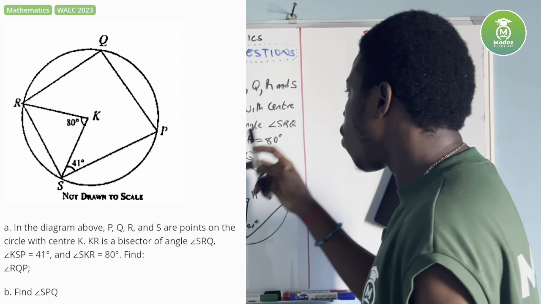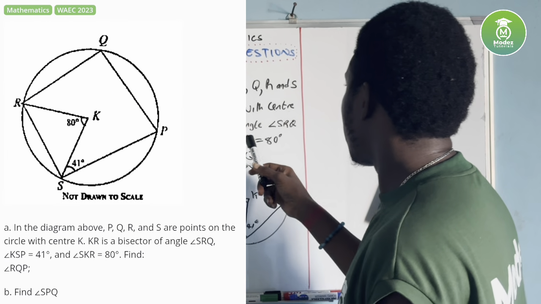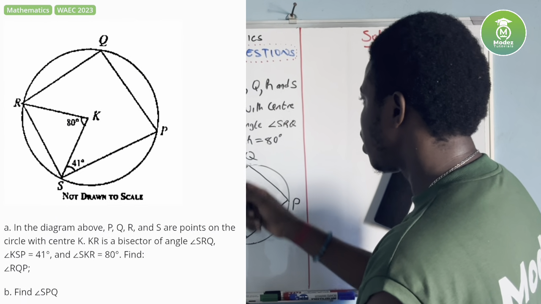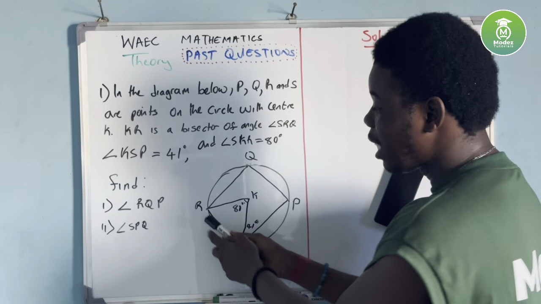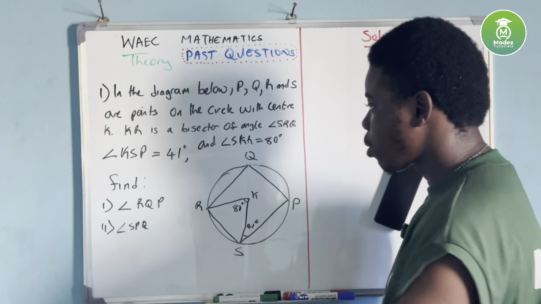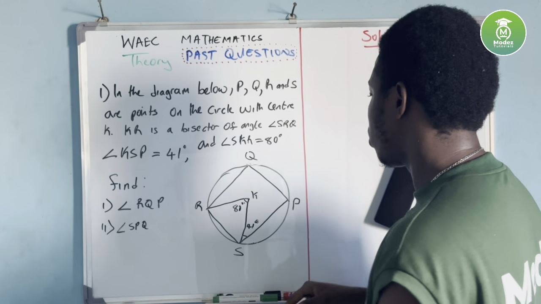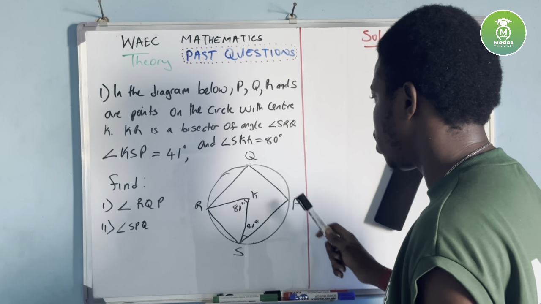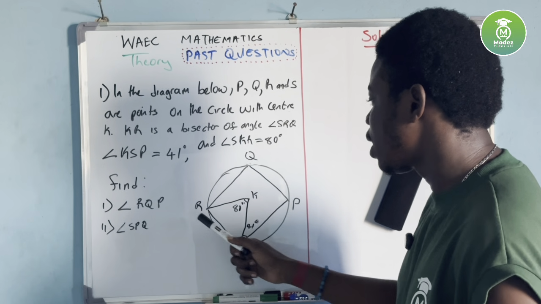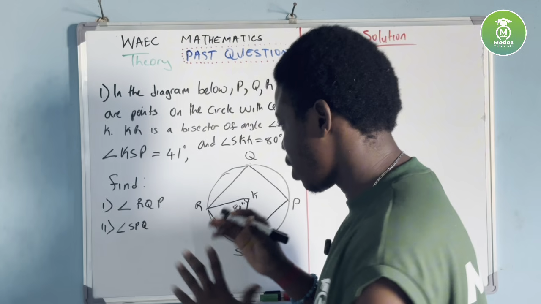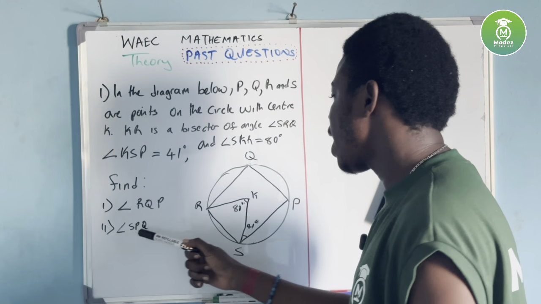KR is a bisector of angle SRQ. KR, this is KR, is a bisector of angle SRQ, which means that it divides it into a perfect half. I'm still going to come back to that. Then also, angle KSP is equal to 41 degrees. This is KSP here. And we also have SKR as 80 degrees. You are still going to see the image so you can understand the question better. Now, they are telling us to find angle RQP and SPQ.